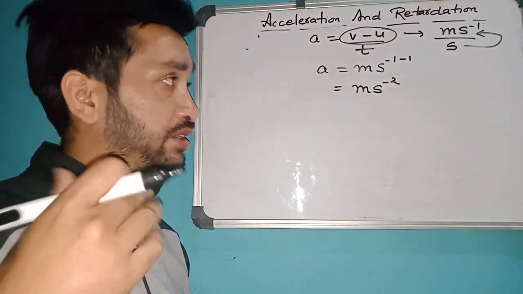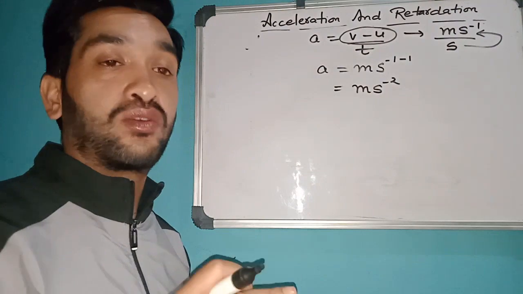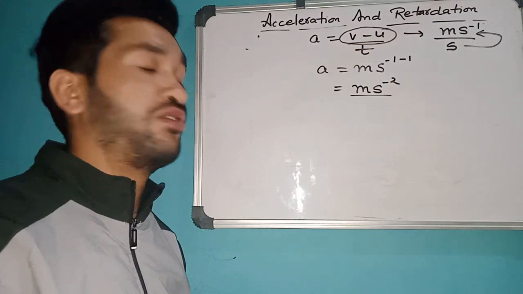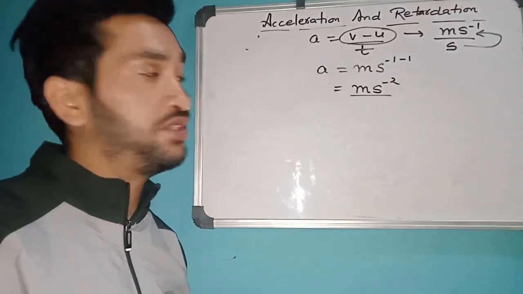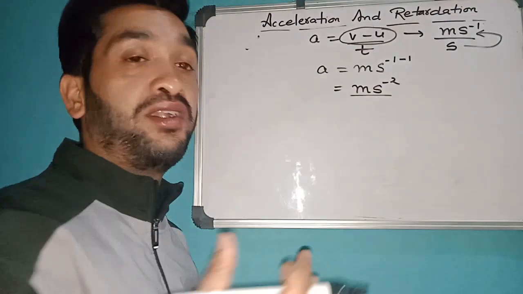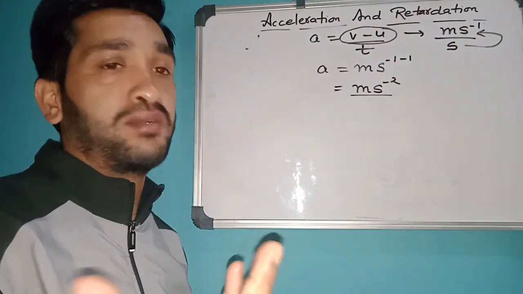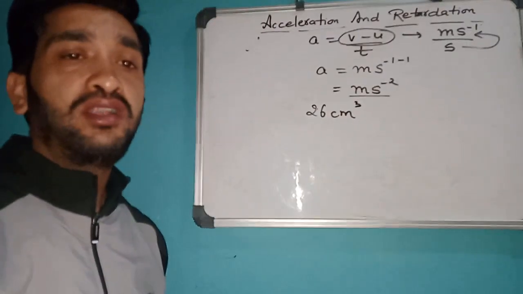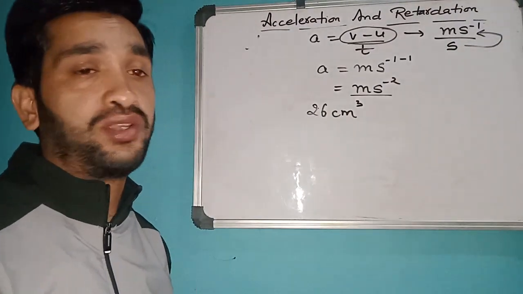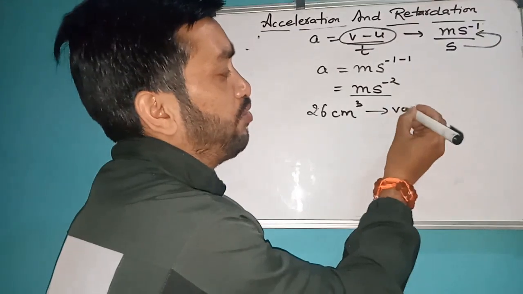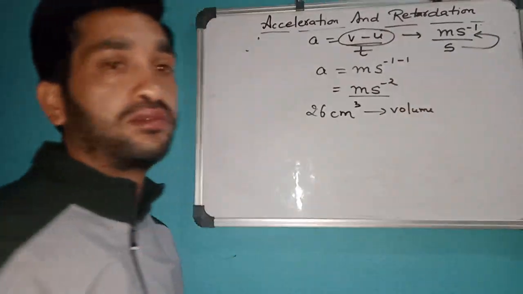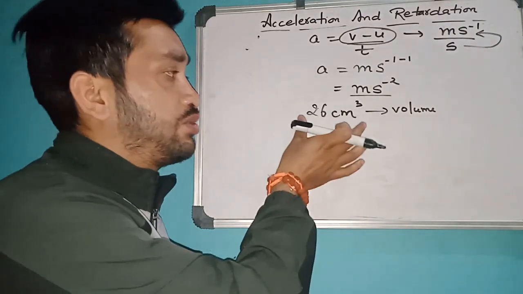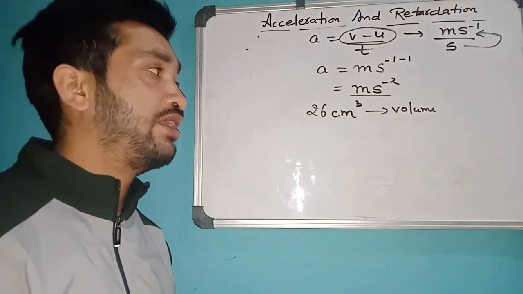So wherever in the question, if a quantity is shown with the unit meter per second square, then it will definitely be acceleration or retardation. Retardation we'll discuss after this, but remember that you can identify a quantity only by looking at its unit. For example, see, if I write 26 centimeter cube, so definitely if you have a little knowledge about the units, you will say it is the volume of a body. It may be any body, but by looking at centimeter cube, you can say that this quantity is the answer for any body's volume.